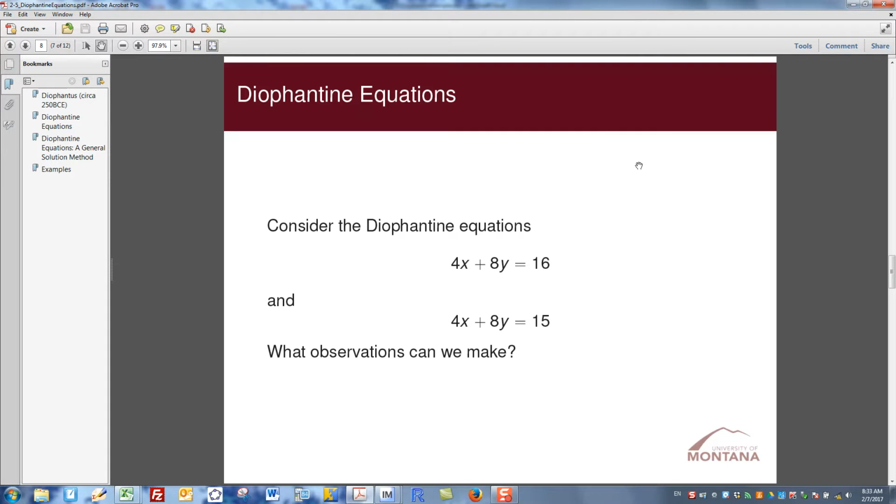So let's take a look at these 2 Diophantine equations and just think a little bit about what observations you could make. So I'll just give you a second to think about that.